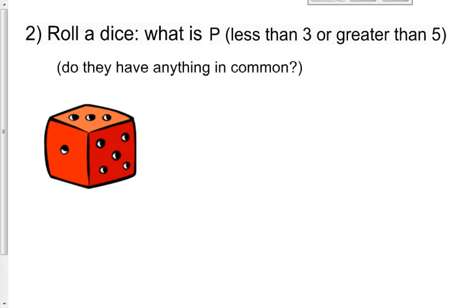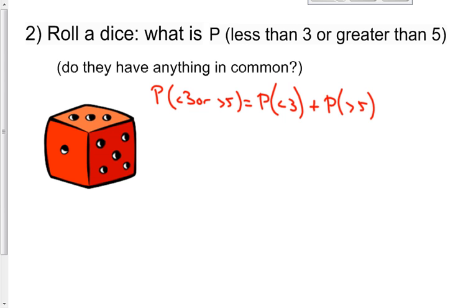Next one is a dice question. We're going to roll a dice just one time. What's the probability that it will be less than 3 or greater than 5? So my question, what's the probability of less than 3 or greater than 5? Means, one at a time, what's the probability that it could be less than 3? Plus, what's the probability it will be greater than 5? Minus, could it be less than 3 and greater than 5 all at the same time?